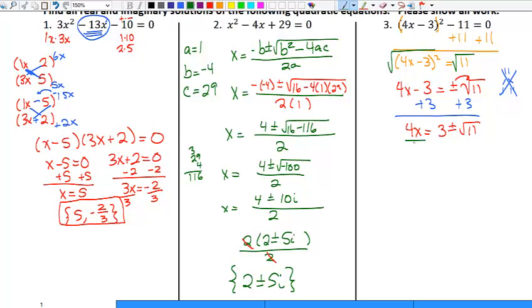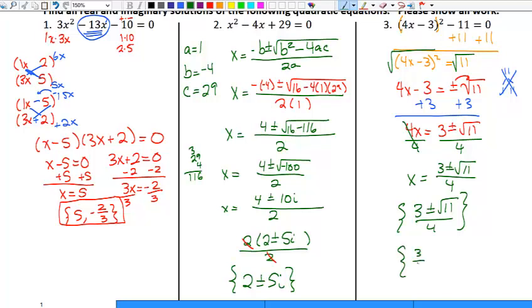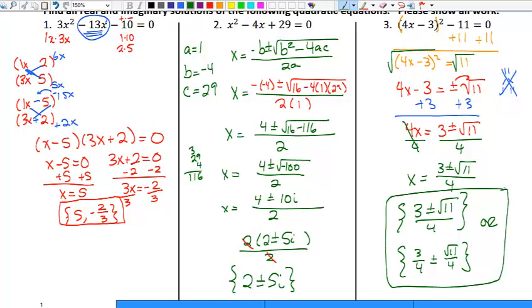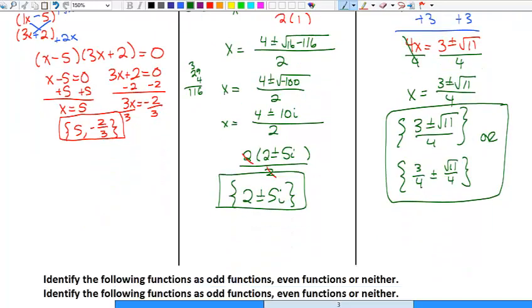So the next thing we need to do is divide the entire side by 4. So I have x equals 3 plus or minus the square root of 11 over 4, which is a completely perfect answer, okay? But you could also split them up and write it 3/4 plus or minus root 11/4. Both of these answers are acceptable. You only need to put one, but just in case you were wondering, you could answer either one.